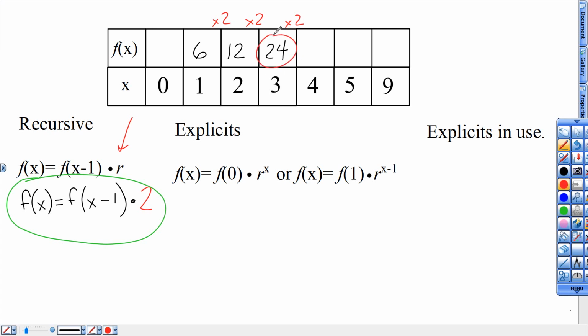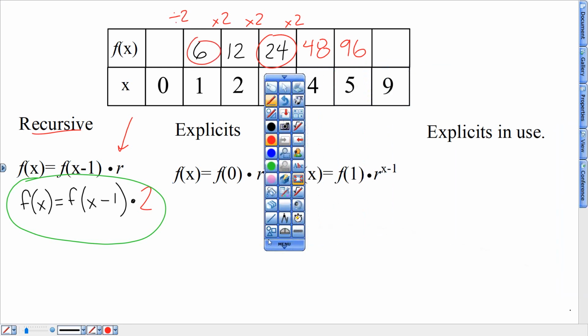24 times 2 gives me 48. To find this next one, use the 1 before it. 48 times 2 gives me 96. That's recursive in action. Knowing that this way is dividing by 2, this 6 divided by 2, but we don't show division by 2 anymore. We show dividing by 2, which is the same as timesing by the reciprocal of 2, which is a half. That still gives me 3 right there.